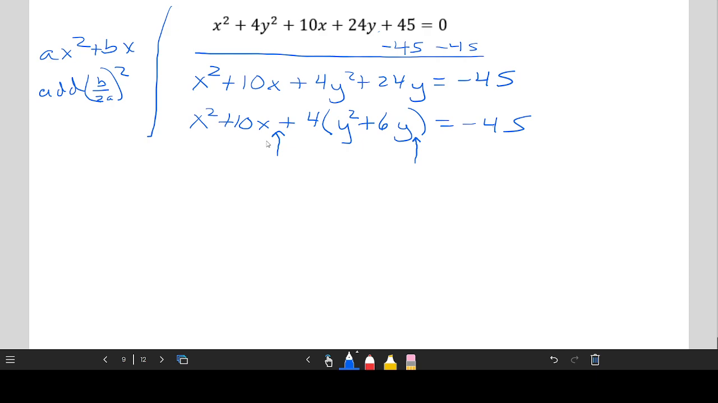So here we need to add 10 over 1 squared to both sides. Sorry, 10 over 2 times 1, right? It's b over 2a. 10 over 2 times 1 and then square that. So 10 over 2 is 5. So we're adding 25 here so that the x part will factor nicely. If we add that to the left side of the equation, we have to add it to the right side as well.